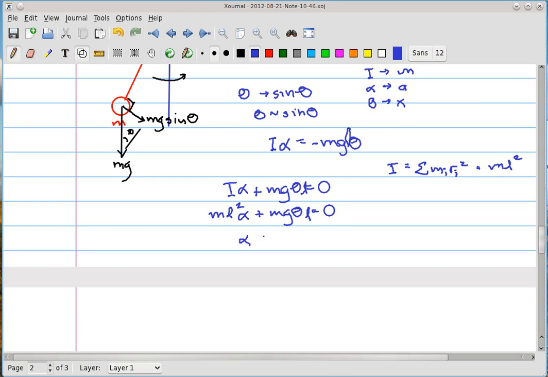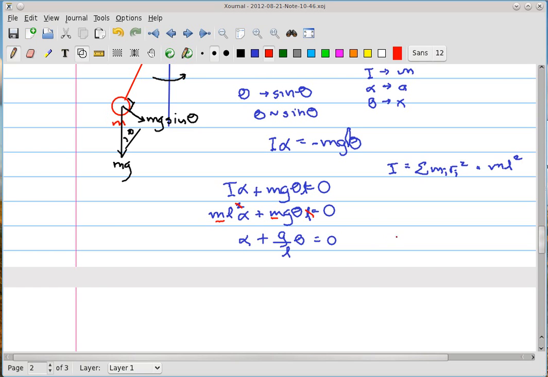So now we'll do a little division. We'll divide everything by mL squared, and that'll leave us with alpha plus, well, look what happens. One power of L is going to cancel, and the masses are going to cancel. And what we're going to be left with, there's the power of L in the denominator, we're going to be left with alpha plus g over L times theta is equal to 0.